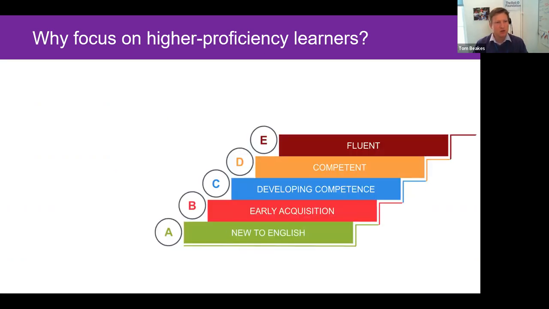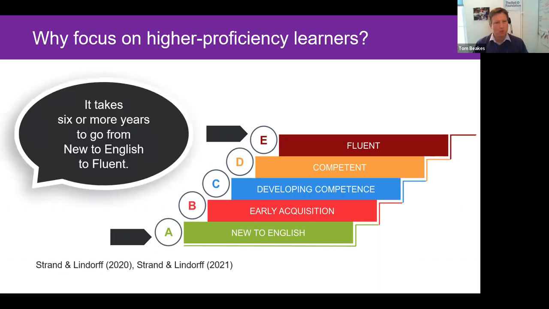The second thing we can look at as well is time to progression. This is how long it takes learners to develop from being new to English to being fully proficient or fluent. And again, some research from Steve Strand and the University of Oxford gives us a pretty solid indication of how long this takes. So to go from band A, which is new to English, to reach band C, which would be fluent, takes on average 6 or more years.